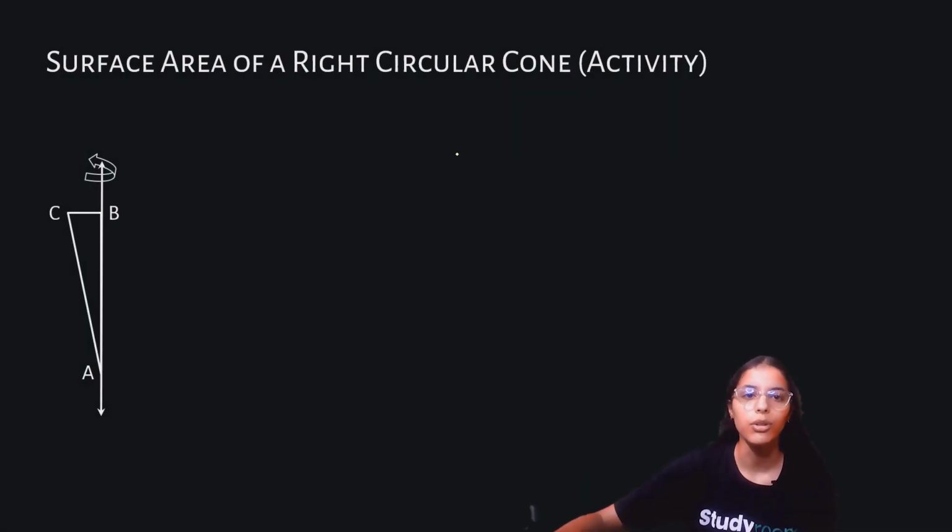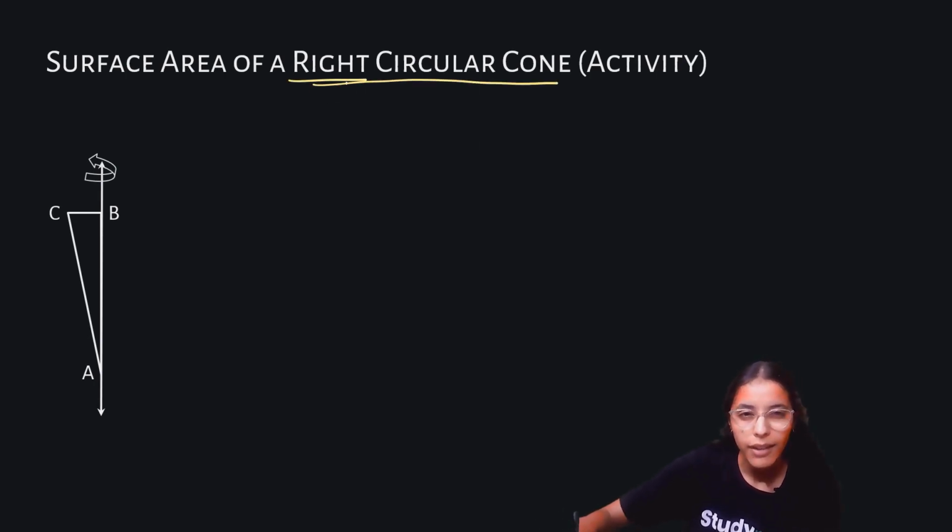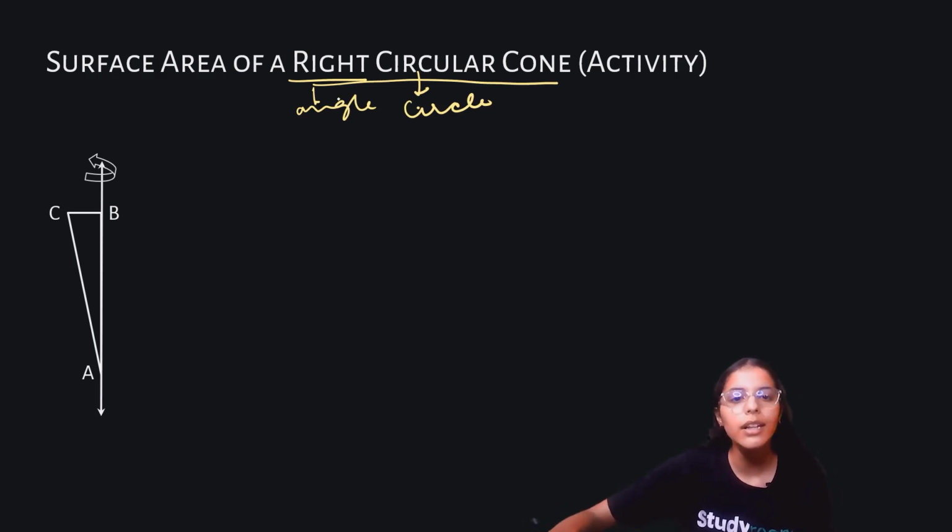Now we have an activity over here to help you visualize what a right circular cone means. Here we can see that right is for angle, circular is for circle, so the base is a circle. We'll come to this part later, but let's first do the activity. In this activity, we have to cut out a right angle triangle. So we have cut it, a right angle triangle.